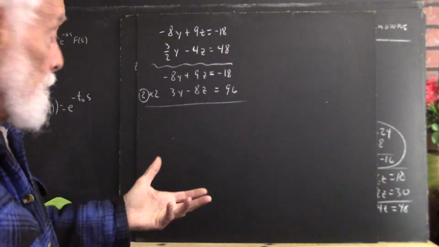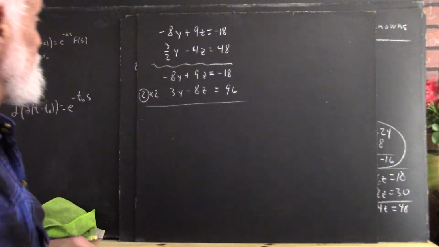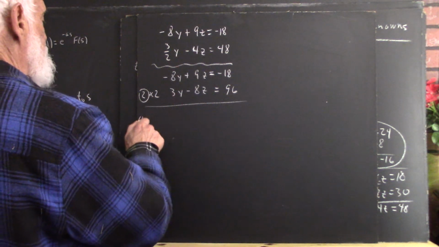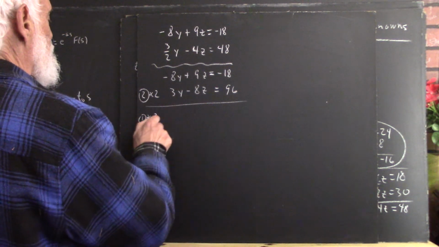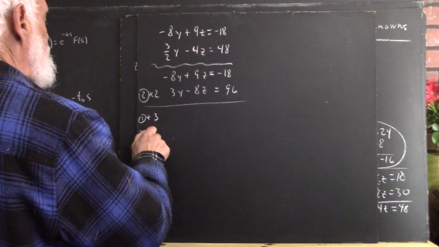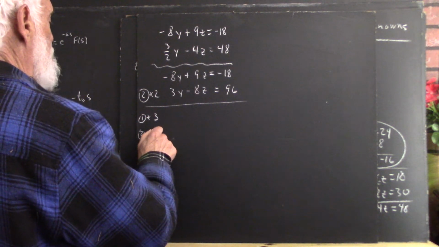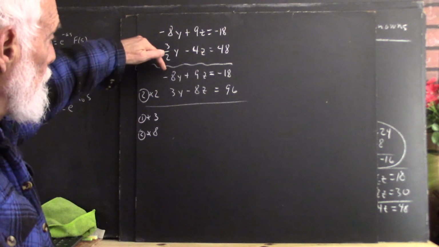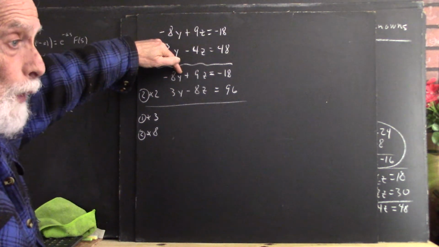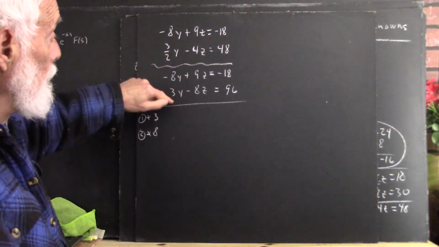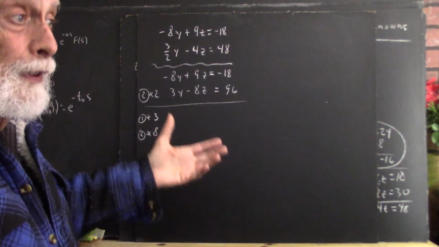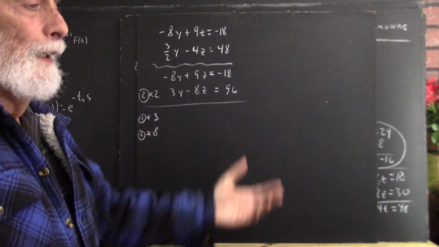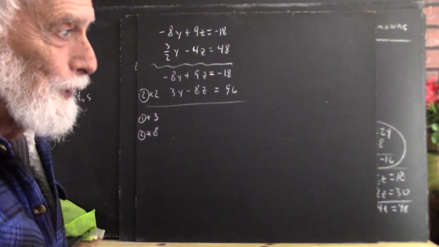I'd have to multiply by bigger numbers over here. Doesn't really make much difference, but we're going to do this. So I'm going to multiply the first equation by 3 and the second equation by 8. We see that that'll cause the coefficient of y to be negative 24 here and 24 here, so the y's will add up to 0. Then I can just add up whatever I have on the z and accept whatever the result is.